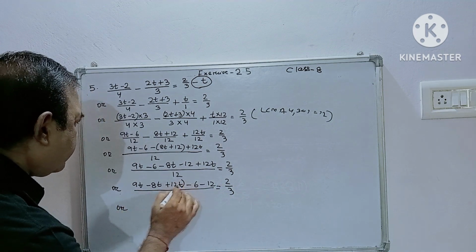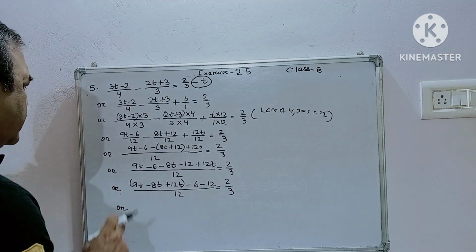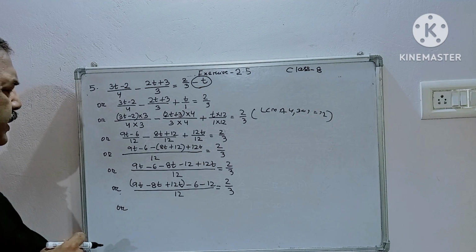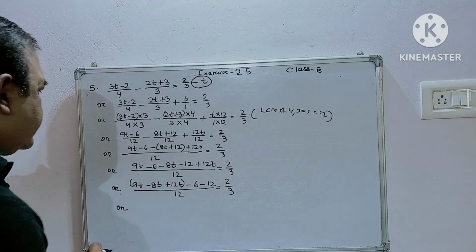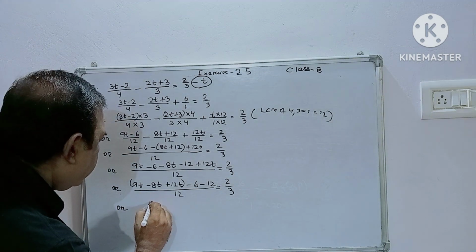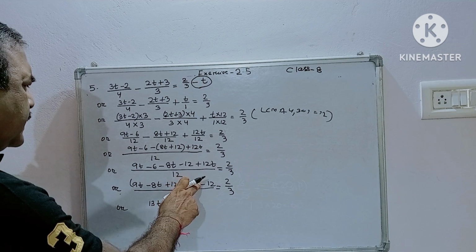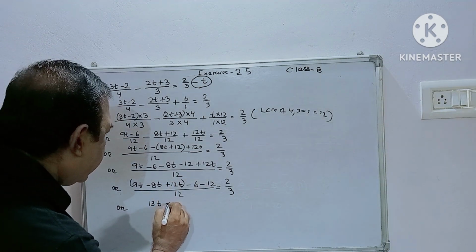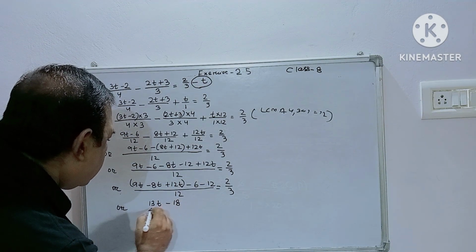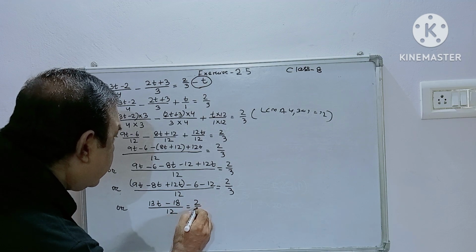You may give a bracket here. So 9t plus 12t, so 12 plus 9 is equal to 21. So 21 minus 8, that is 13. So you may write here 13t plus minus 6 plus minus 12, that is minus 18, whole divided by 12, that is equal to 2 upon 3.